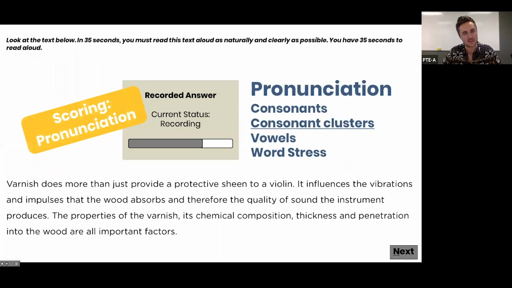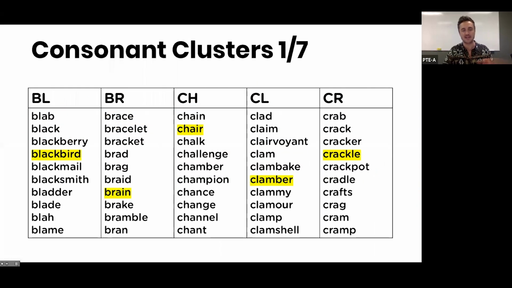Then you've got what's called consonant clusters. That is more than one consonant coming together. And I bet you've never thought about this. This is where sounds like bl as in blackbird, br as in brain, ch as in chair, cl as in clamber, cr as in crackle. Okay, so these are also aspects of your pronunciation that are scored.